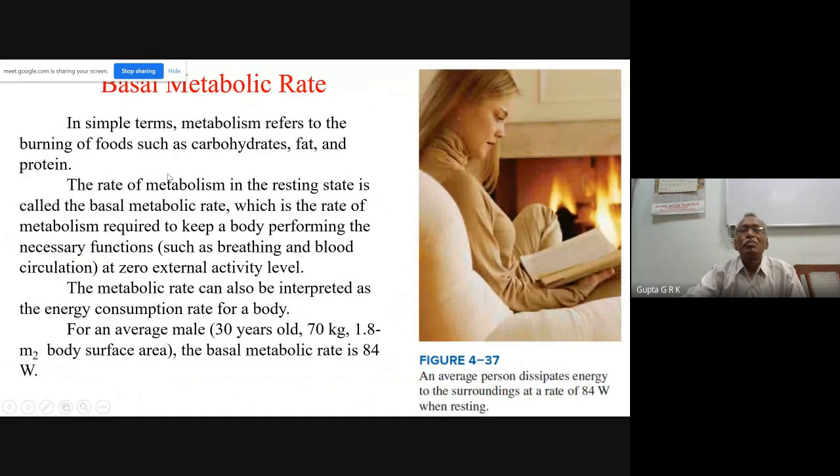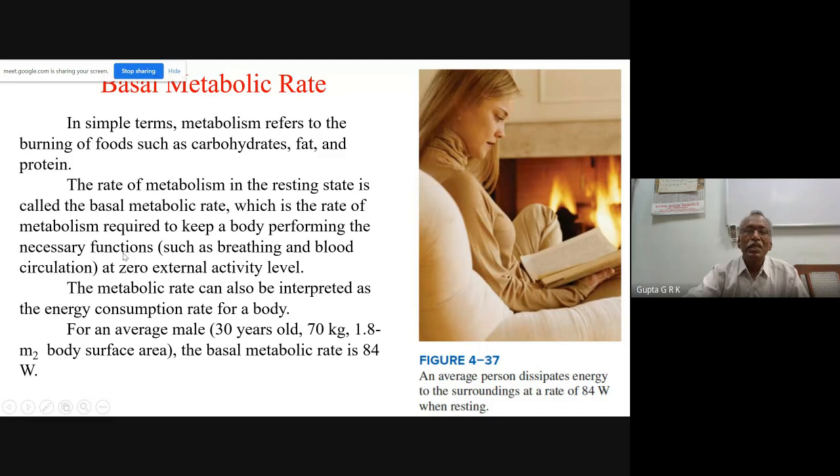And then the basal metabolic rate, even if you are not doing anything, okay? In simple terms, metabolism refers to the burning of foods such as carbohydrates, fat, and protein. And the rate of metabolism in the resting state is called the basal metabolic rate, which is the rate of metabolism required to keep a body performing the necessary functions like breathing, blood circulation, and all.